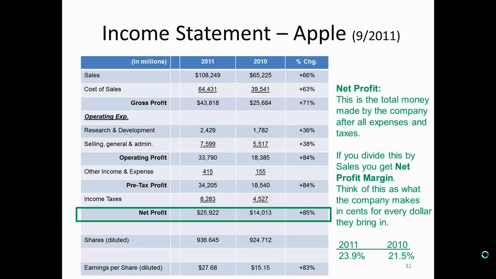When we subtract our tax obligation from our pre-tax profit, we have our net profit. This is the bottom line. This is what we as shareholders get to participate in. If we divide it by sales, then we get a number that represents how much of each dollar that comes into the company is left after everything is paid for. So in the case of Apple, for every dollar they sell, they get to keep almost 24 cents.